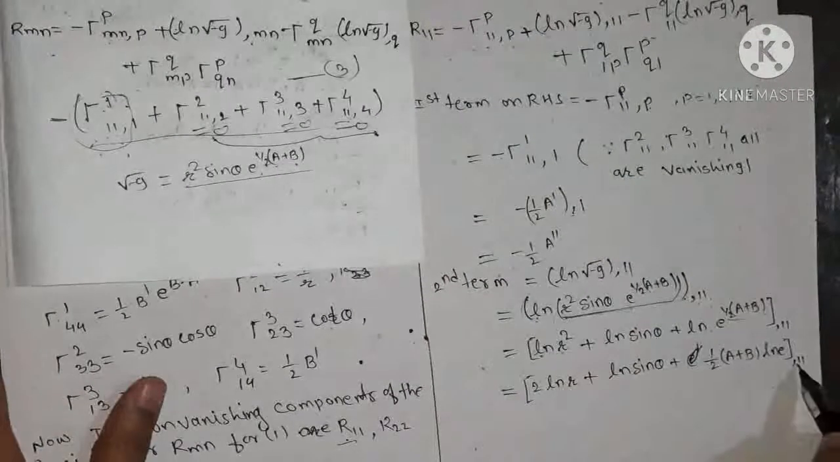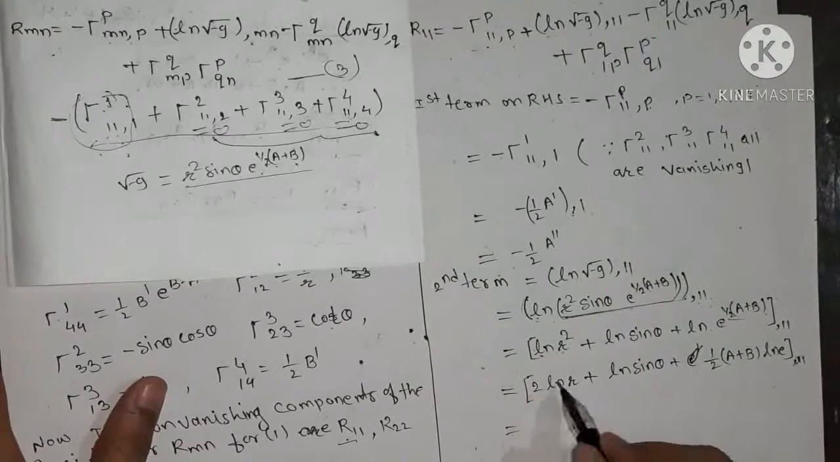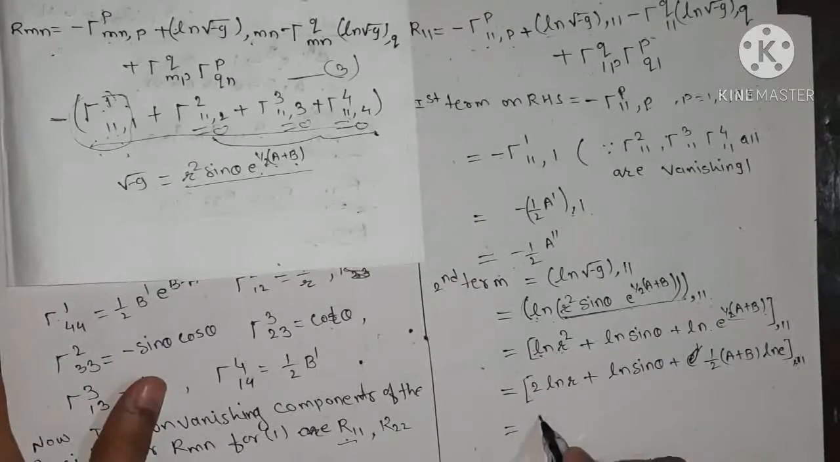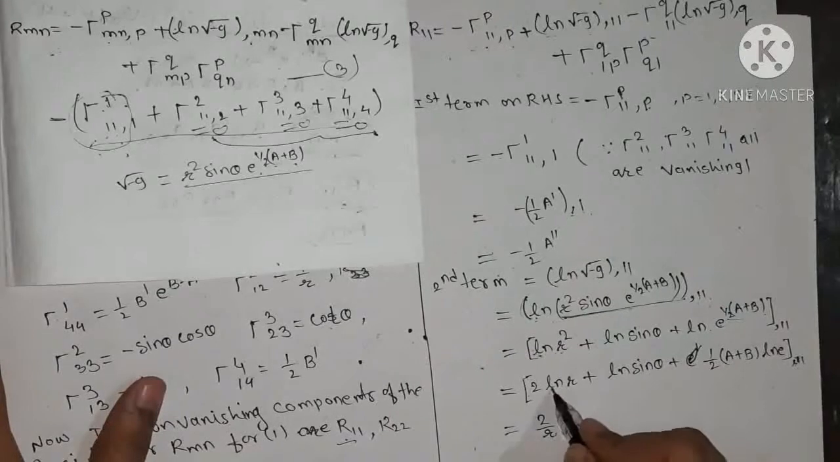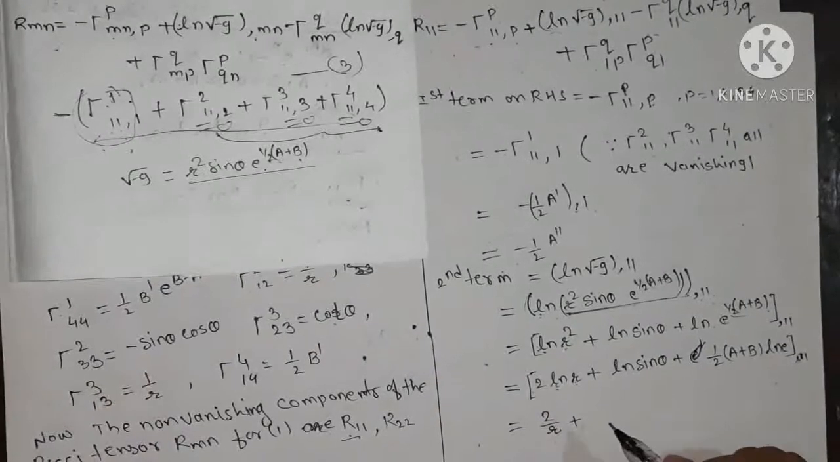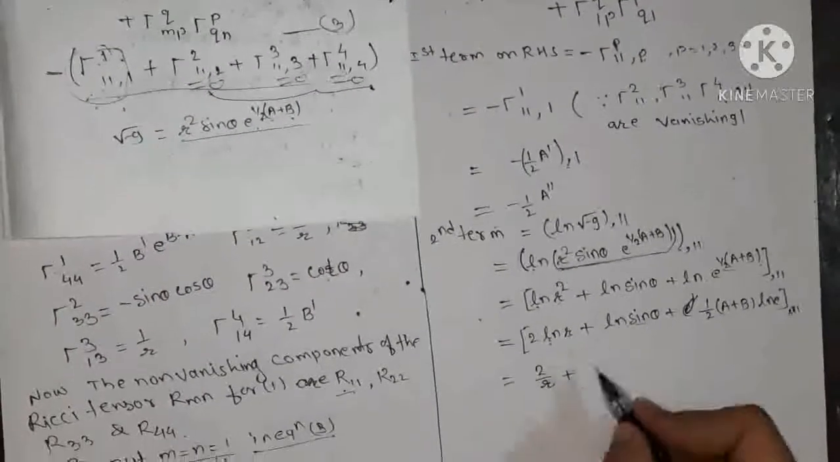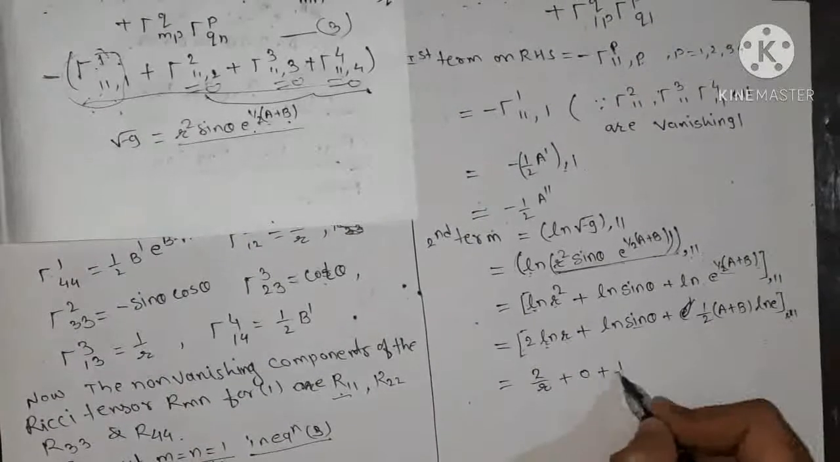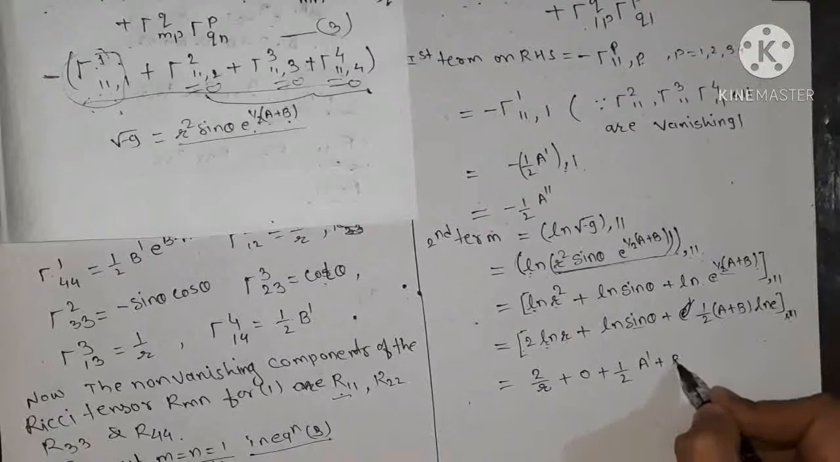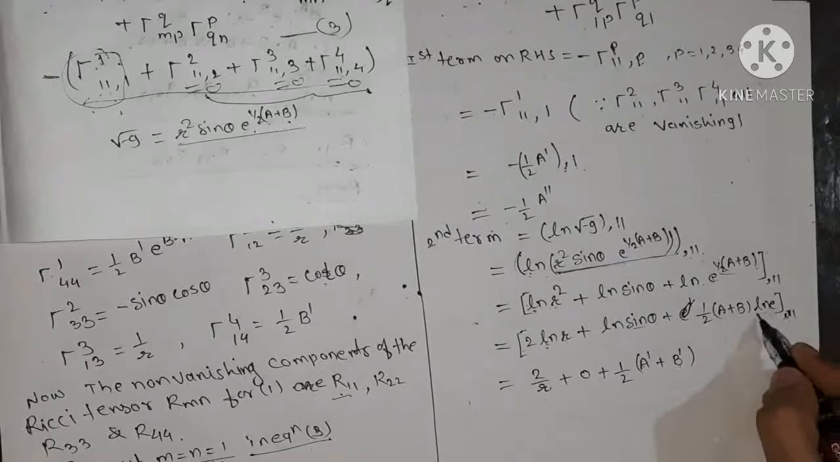Now we differentiate with respect to r; comma 1 is the partial derivative with respect to r. So this is equal to 2 upon r, the derivative of log r being 1 upon r, plus the derivative of sine theta with respect to r, which is 0, plus the derivative of the last term, 1 upon 2 a dash plus b dash, since the derivative of a with respect to r is a dash, that of b is b dash, and log e is 1.